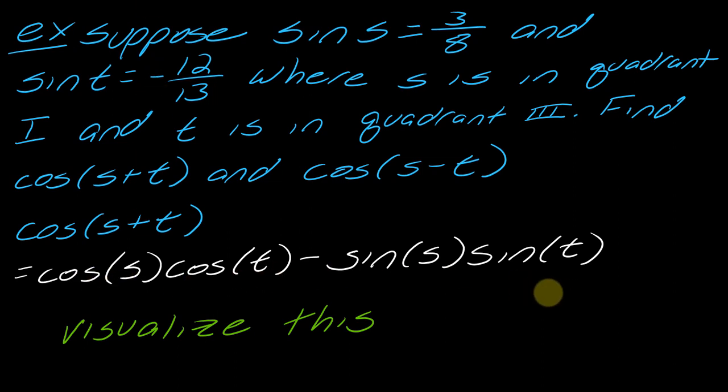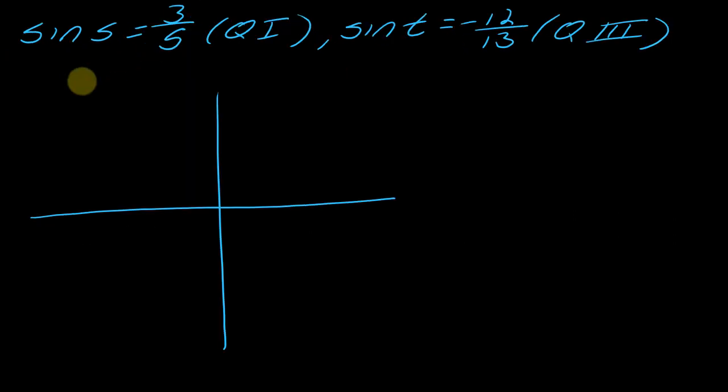So, before I go any farther, just notice, I know the value of sine of s, and I know the value of sine of t, those are given. I do not know the values of cosine of t and cosine of s. So if I go back to visualize this information, sine of s is in quadrant 1, sine of t is in quadrant 3.